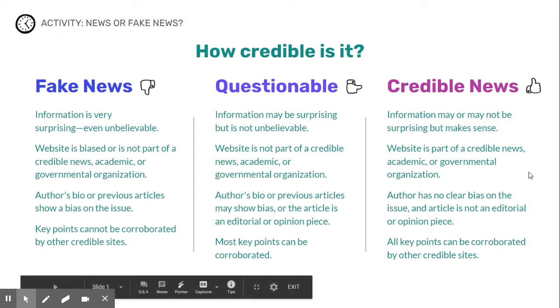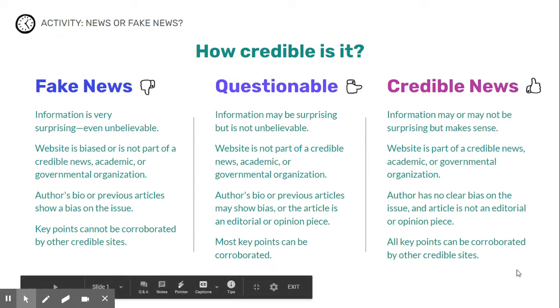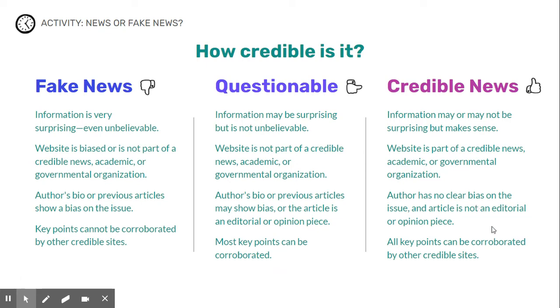Websites are a little easier to look at, especially if they come from an academic source, like a .edu, or a government organization. You can know with great confidence that those are good sources. And also, this is another really important one, that the author is not showing any bias, like not talking about their opinion, but just giving you straight up facts.